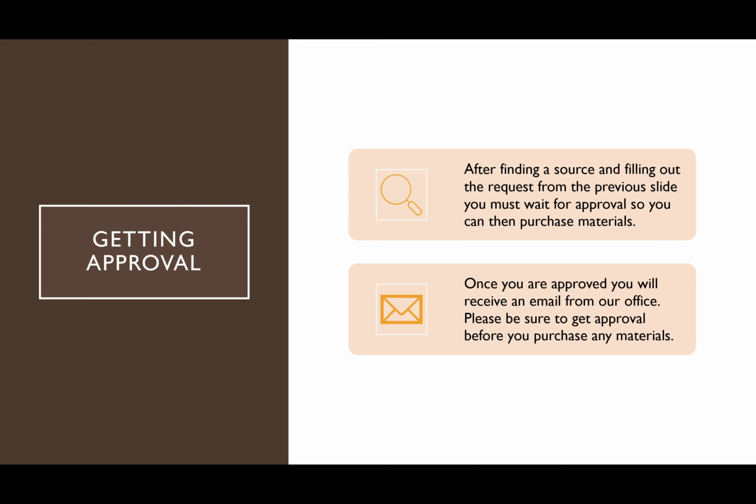Getting approval. After you find a source and fill out the request that was on the previous slide, you have to wait for approval. Inevitably, every year, someone will submit this application and think that's their okay to go ahead and order seeds. That is not the case. You will get an official email from our office that says you have been approved to buy that specific variety from that specific source. Once you're approved, you'll receive an email that says you can buy those materials.